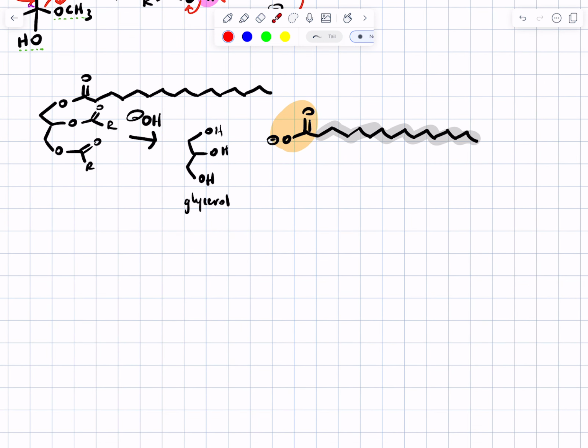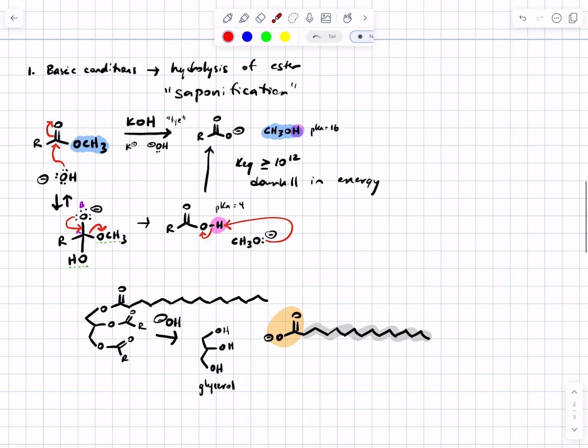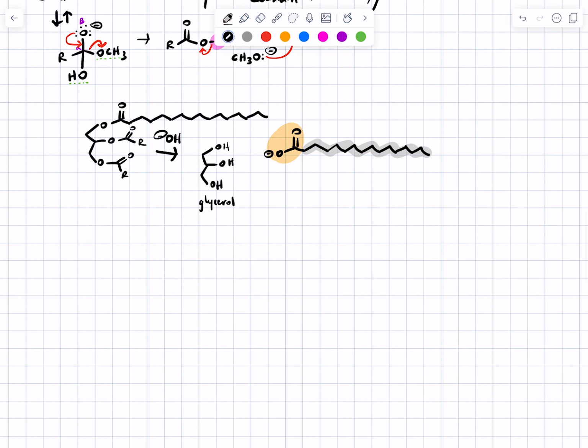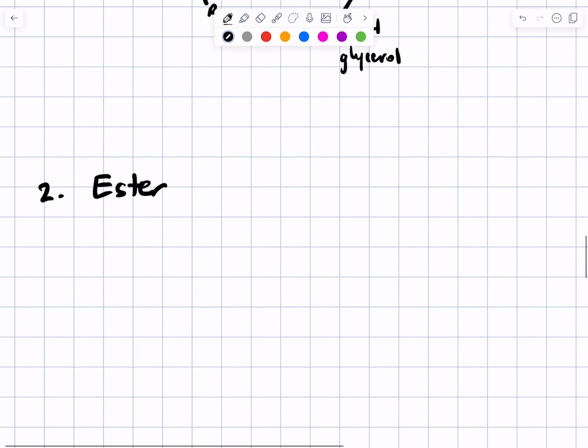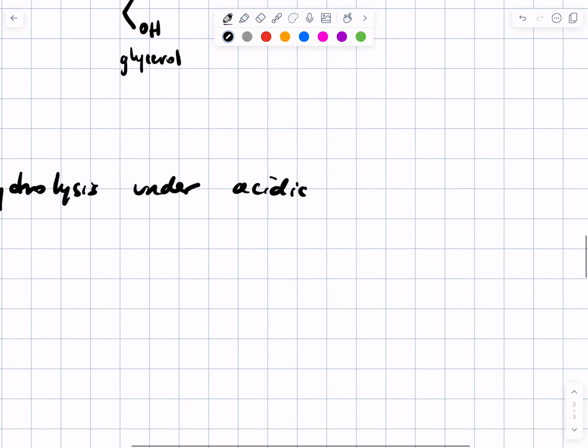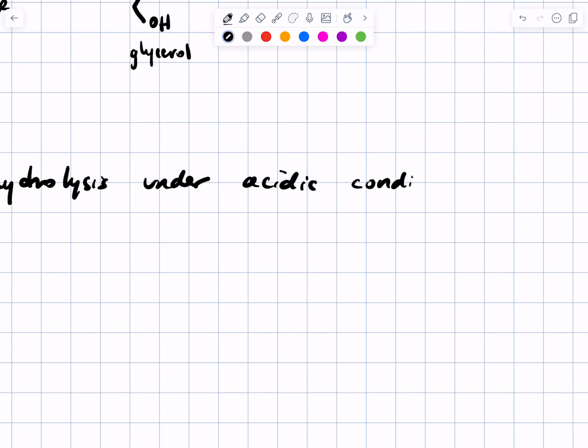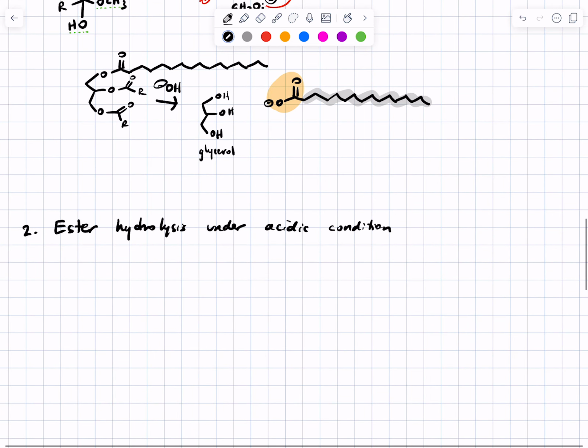What I want to do now is talk about ester hydrolysis under acidic conditions. And we're going to kill 2 reactions with 1 stone here, because what I'm going to show you is that ester hydrolysis under acidic conditions is going to be very much like acetal hydrolysis and acetal formation. That is, we can hydrolyze esters under acidic conditions with an excess of water. We can also do the backwards reaction where we start with a carboxylic acid and an alcohol and use acidic conditions to make the ester.